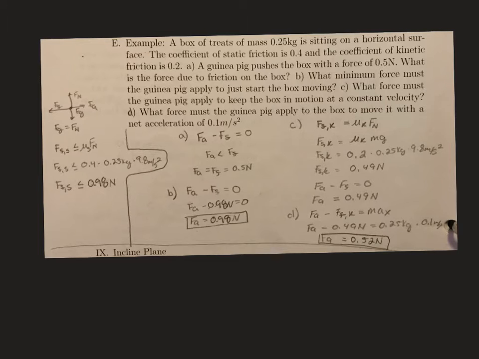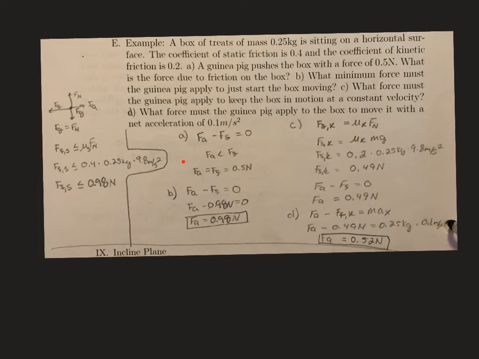So subbing in the idea that the force of static friction is less than or equal to the coefficient of static friction times the force normal, I'm going to take my coefficient of static friction, and remember weight is m times g. So we're going to take my mass here times our gravitational field strength of 9.8 meters per second squared. So the force due to static friction is less than or equal to 0.98 newtons. So until the guinea pig pushes with 0.98 newtons, the force applied by the guinea pig is going to equal the force due to friction.